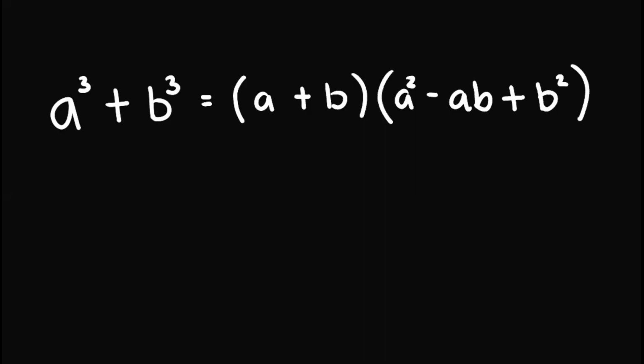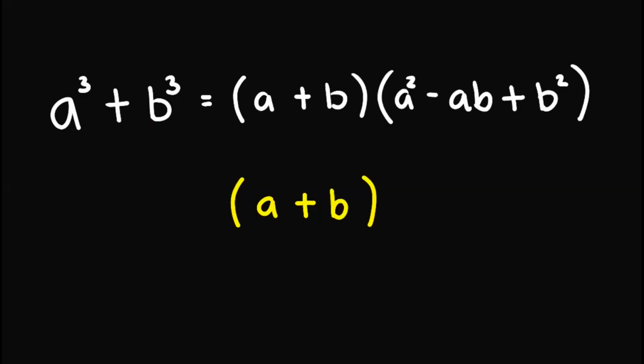So to remember this, let's first write this one. The first term of the binomial will be the cube root of the first term. So that will be a, copy the sign. So we'll have the plus sign. And then the second term of the binomial will be the cube root of the given, which is b.